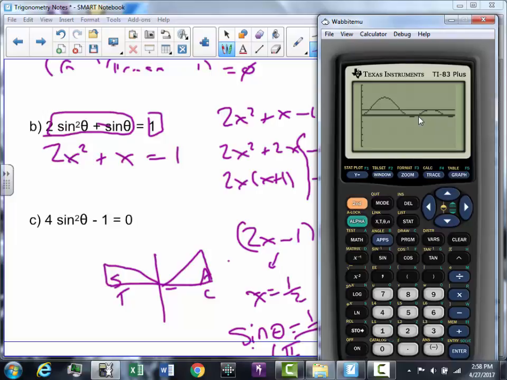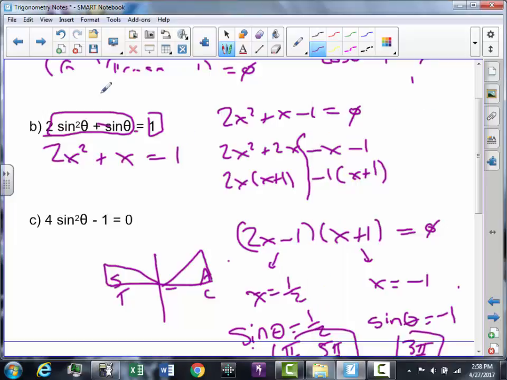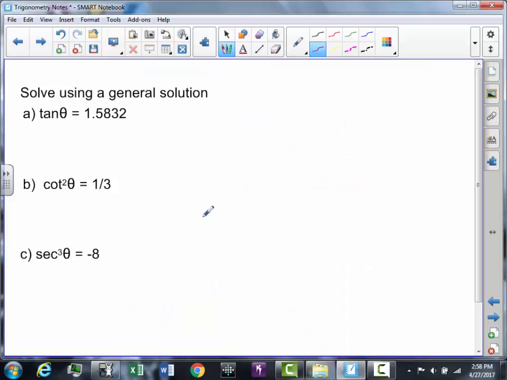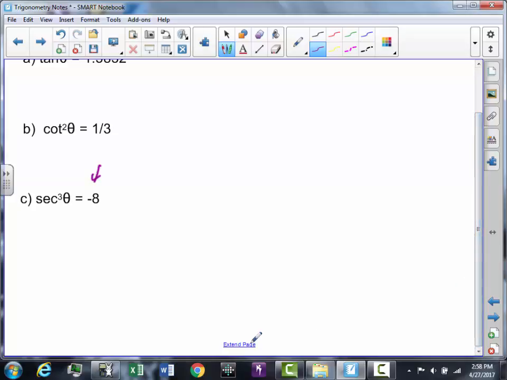Sound good? Okay, last one, then I'm going to stop. I promise. This one shouldn't be quite as long. The last one here just says solve using a general solution. I want to do this guy down here, if you don't mind. Secant cubed equals negative 8.